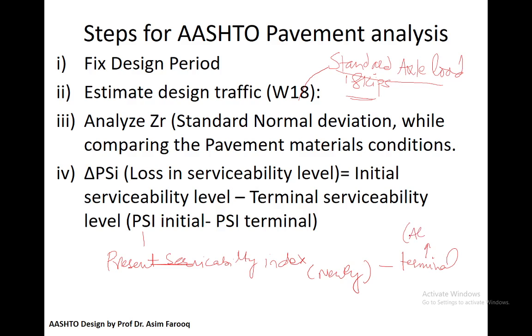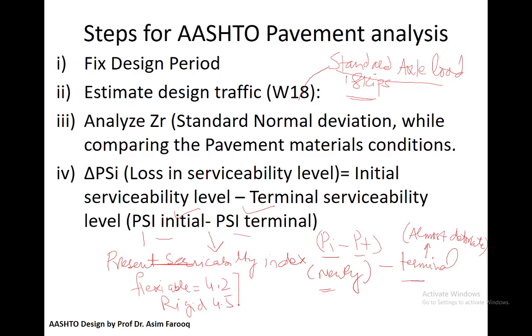When we talk about the AASHTO method and serviceability, we have different types of conditions, such as you can see here, we have two values. One is called PSI initial and another one is called PSI terminal. Initial is the value when the pavement was freshly built or constructed. In the next slide, the chart is mentioned. The fresh pavement initial serviceability is almost between 4.5 to 5.